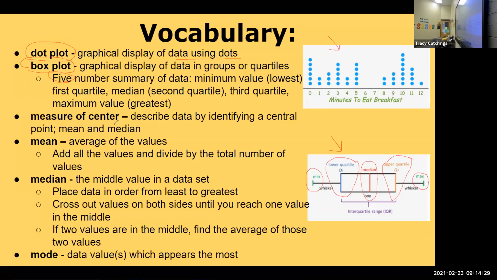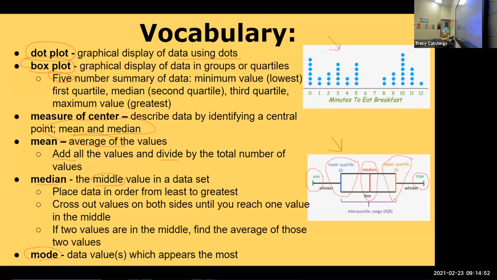All right, a measure of center, as we discussed yesterday, describes data by identifying a central point. Mean and median are the 2 central points that we have mainly looked at. Mean, we know that's the average of the values. We will add them all up and divide by the total. Then, of course, the median, we know that's the middle value. Place them in order, cross out until we get to the middle.